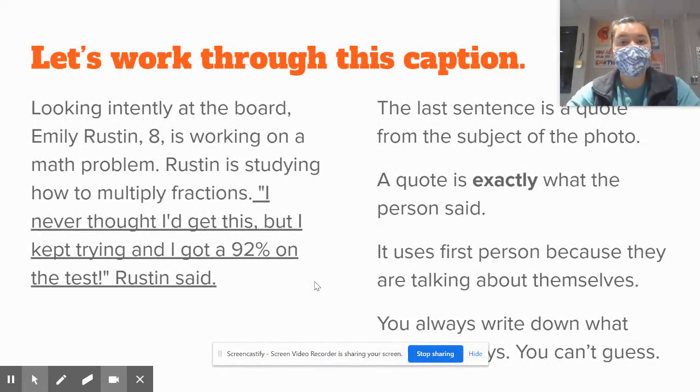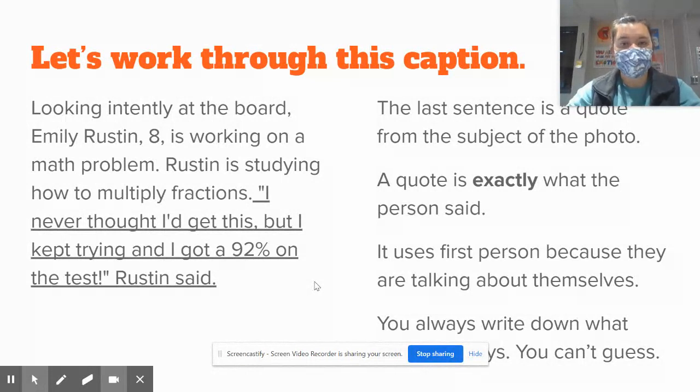This is the only time you will use first person in journalism because they're talking about themselves. You're not going to put in quotes, "She never thought she'd get this, but she kept trying," because she didn't use the word she. That person would have said, "I never thought I'd get this, but I kept trying." They're talking about themselves. So inside of a quote, that is the one time it's okay to use first person. Okay, so that's a quick breakdown of each sentence, our descriptive sentence, our informative sentence, and our quote at the end. We always need those three sentences in our captions.